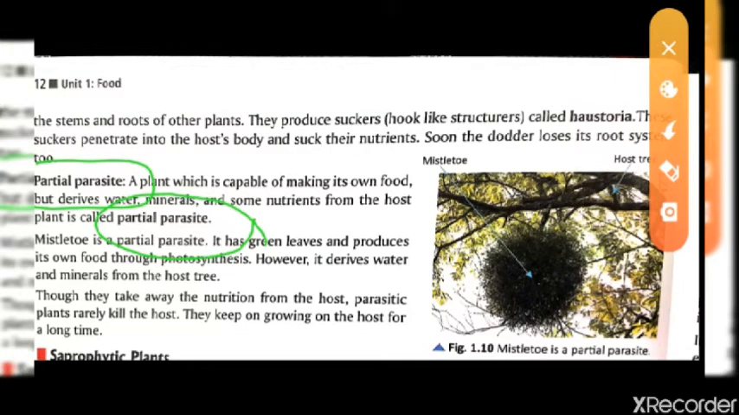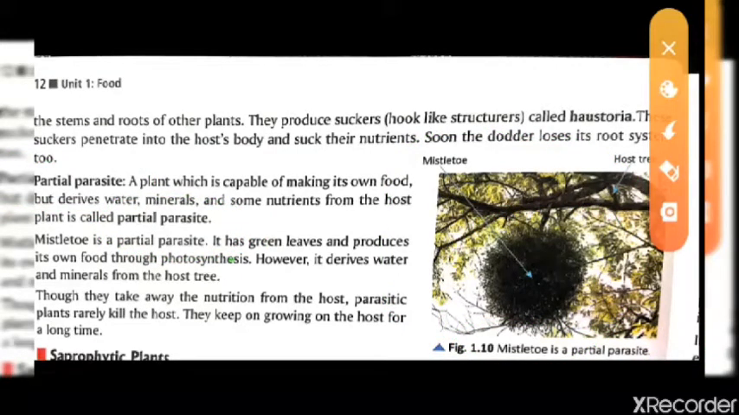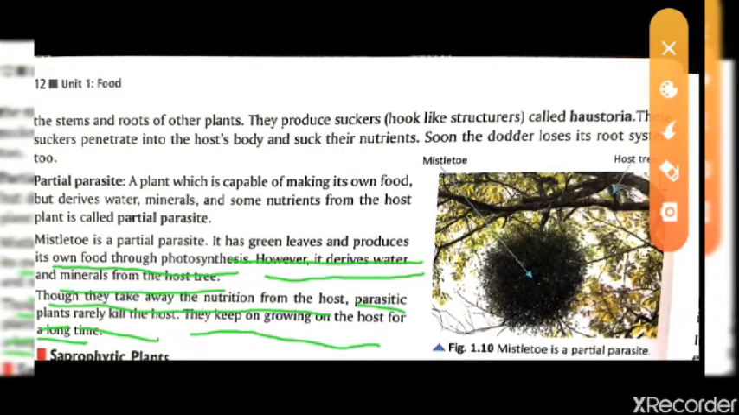Here you can see a diagram of mistletoe. It is a partial parasite. It gets the food but not the water and some nutrients. It has green leaves and produces its own food through photosynthesis. However, it derives water and minerals from the host tree. Though they take away nutrition from the host, parasitic plants rarely kill the host. They keep on growing on the host for a long time. In the case of a partial parasite, only in a very rare case will they kill the host, but with a full parasite there is a 99% chance that they will kill the host.